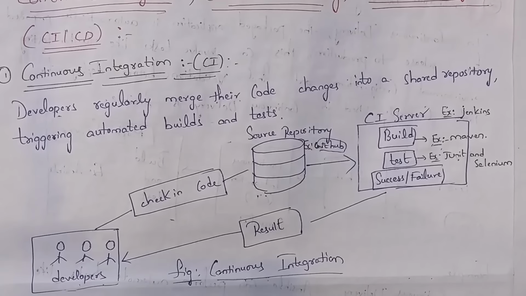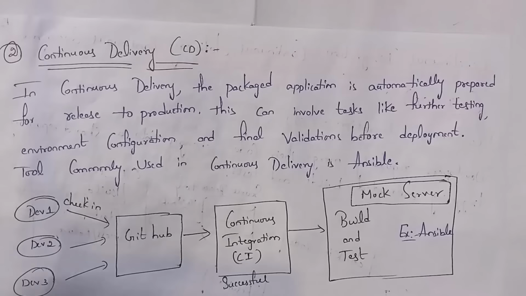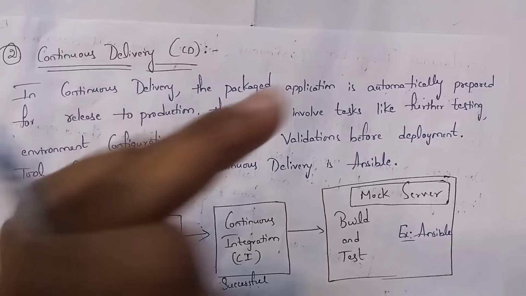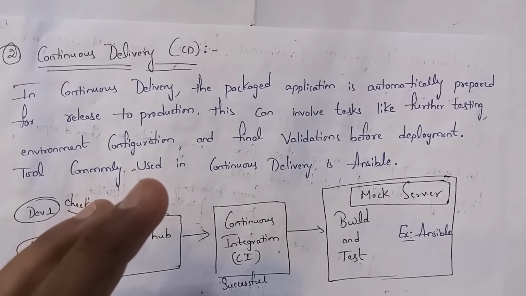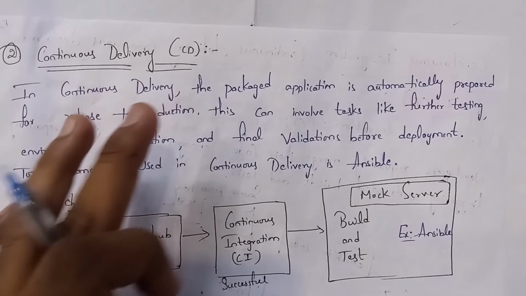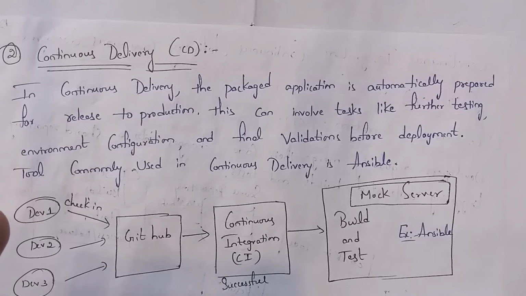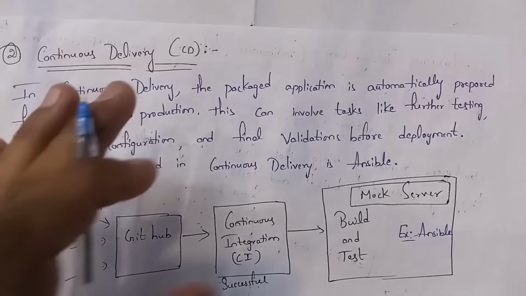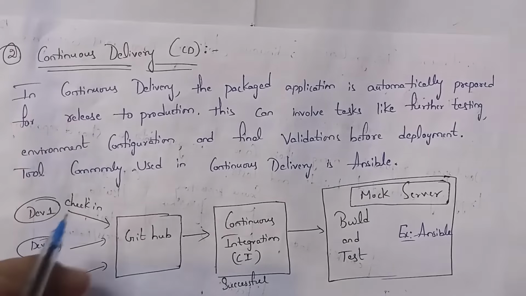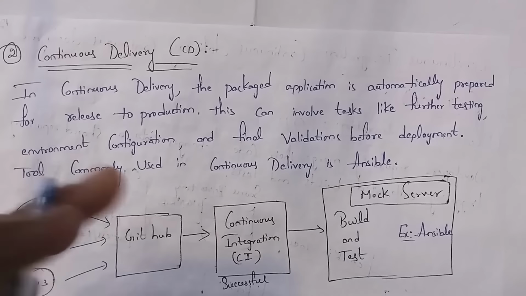Next I will explain what the continuous delivery process is. After Jenkins successfully creates the artifact, we need to place that artifact in a duplicate server to check whether the software is working smoothly or not. This is known as the continuous delivery process. Shortly we call it the CD process. Continuous delivery is nothing but placing our software in a dummy server in order to check whether the application is working correctly or not.